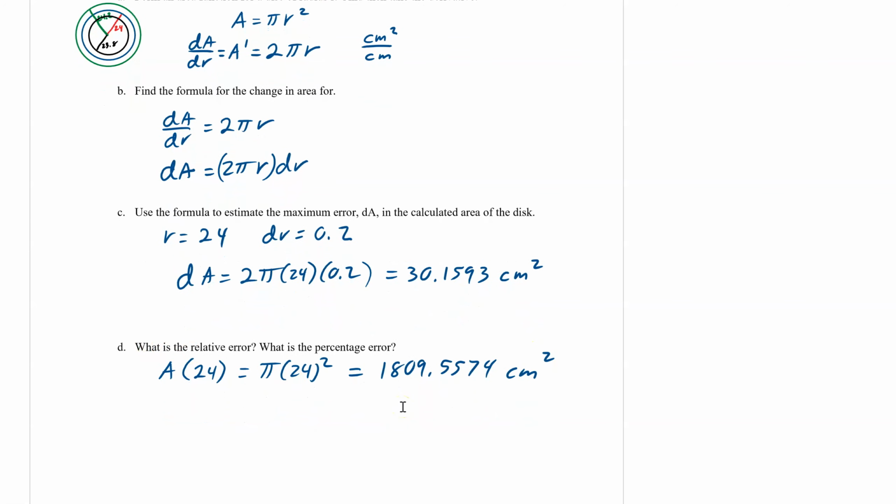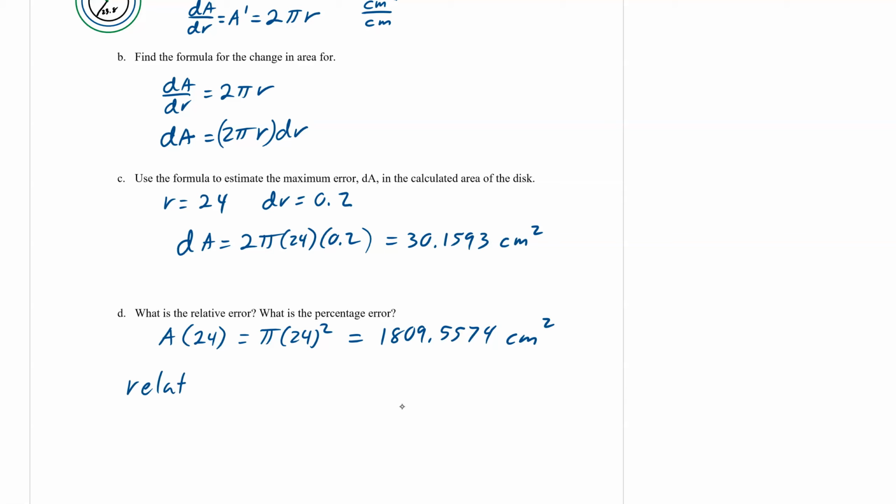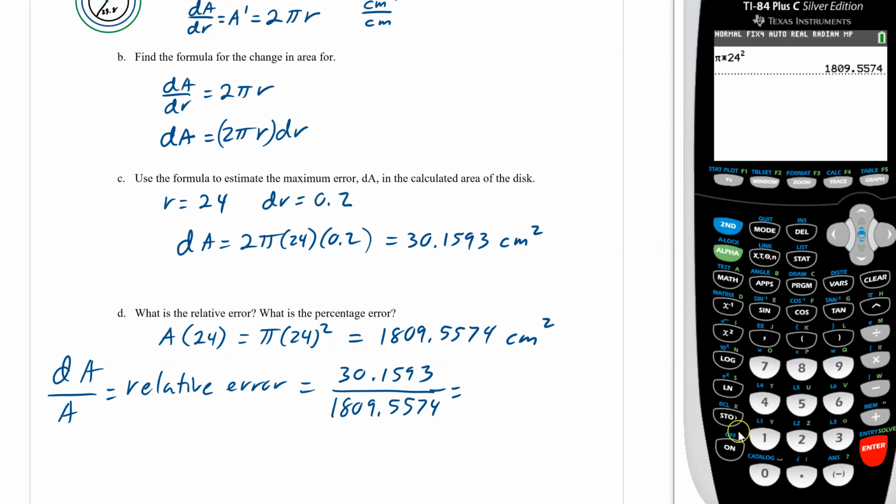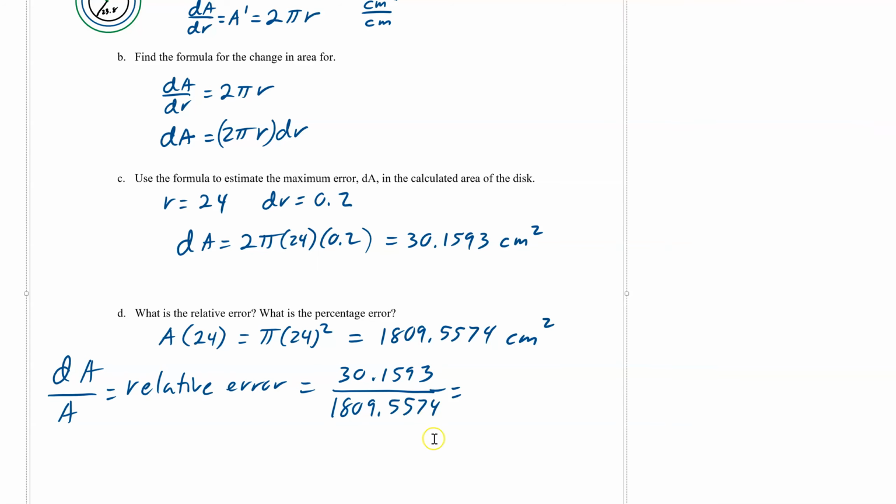So again, relative error is just that ratio. You always want to think to yourself, it's our change over our actual. It's dA over A. That's going to give it to us. It's our change in area over our actual area. And this is giving us our proportion, our ratio of the two to see if it's good or bad. So we take 30.159, divide it by the actual area, hit enter, and it says 0.0167.